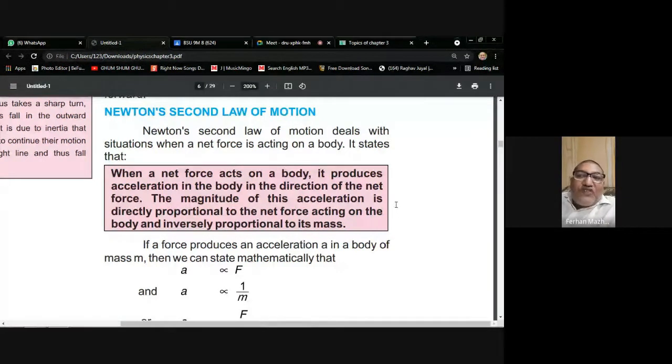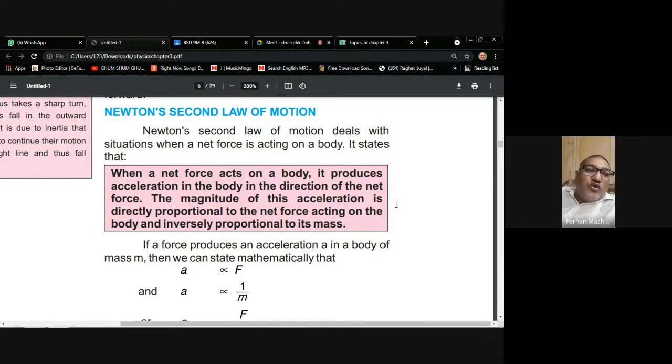So the same force applied on the Mehran will produce a greater acceleration, and the same force applied on a Land Cruiser will produce a lesser acceleration. The reason is the Mehran has less mass and the Land Cruiser has a larger mass. So you see, the statement is that the acceleration produced in a body is inversely proportional to the mass of the body. If the mass is larger, the acceleration produced in the body will be less for the same force. And if the mass is smaller, then the acceleration produced will be larger.